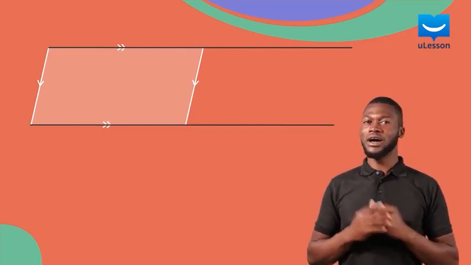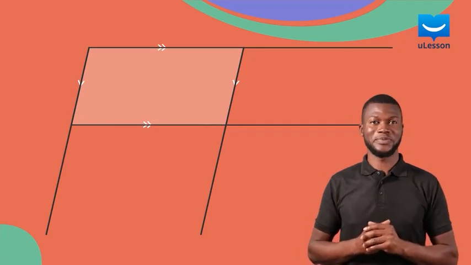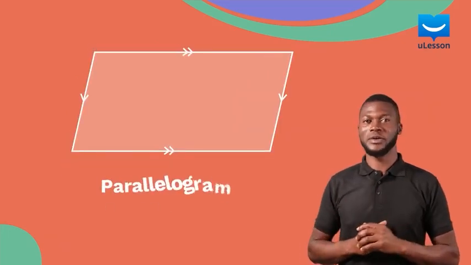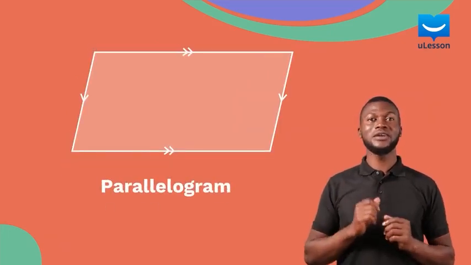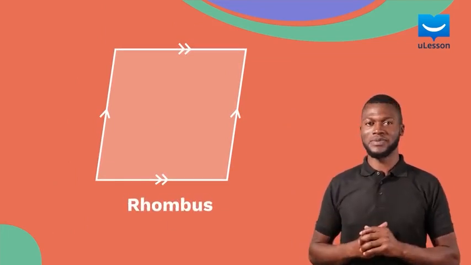Let us have a look at the other pair too. They are parallel to each other. This is a parallelogram. If a parallelogram has equal sides, we call it a rhombus.